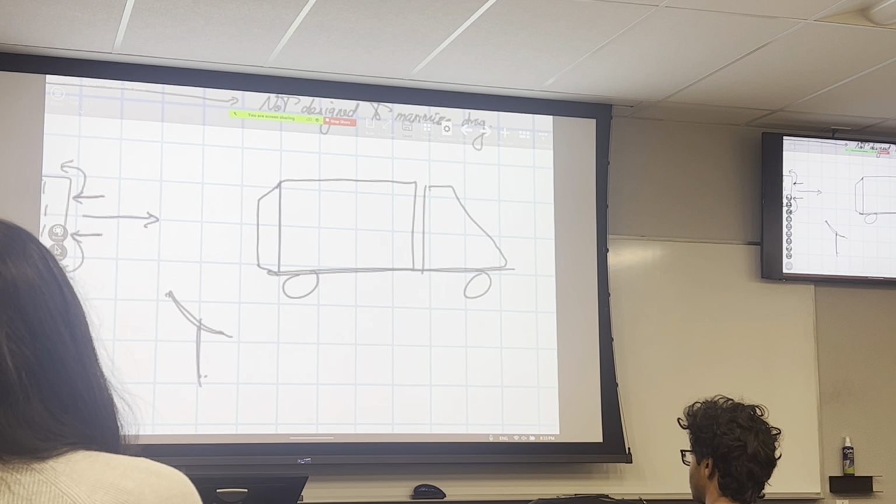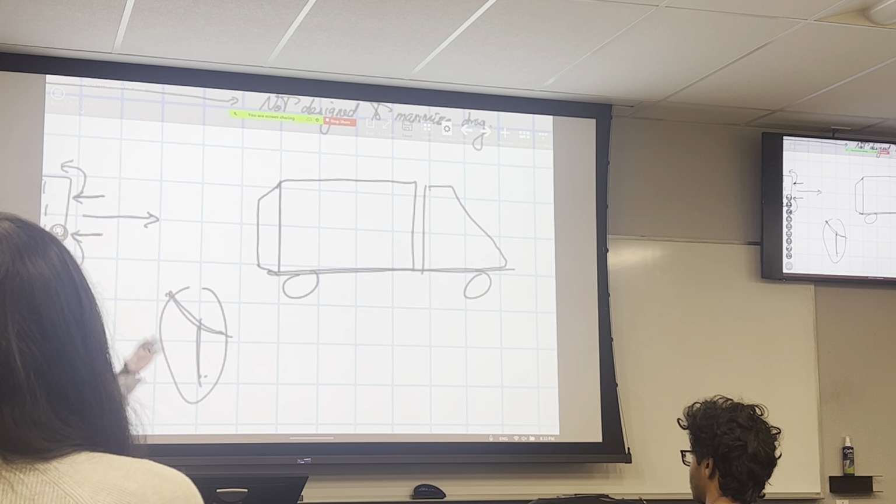Without this, you would not be able to brake, or else they're immediately going to skid. Ooh, dang. This is actually meant to press down onto the car so that you can brake very, very quickly without skidding.